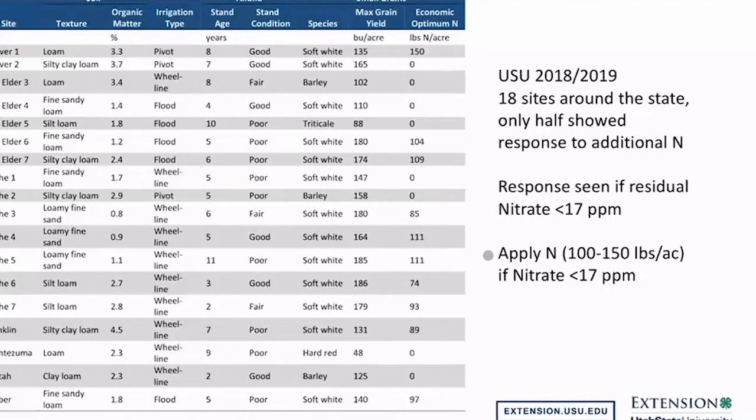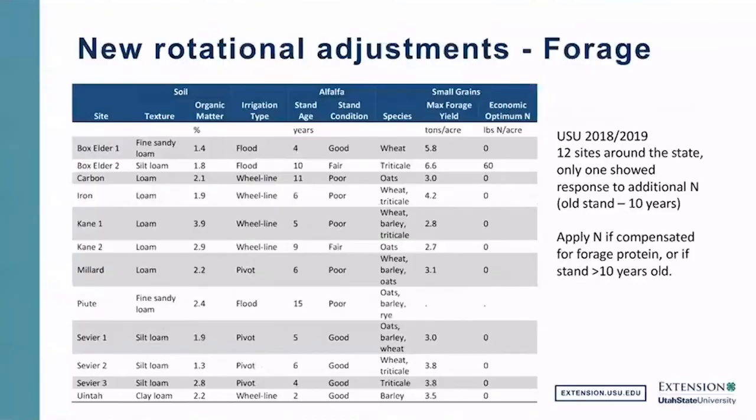And so not only do we have a credit to the previous alfalfa crop, but we also need to take a look at what the actual residual nitrogen is left over in the system. And if we're greater than 17 parts per million, we typically do not need to add additional nitrogen following alfalfa. And that's for grain. In many cases, grain was responsive, but we need to pay attention to what's actually in the soil.